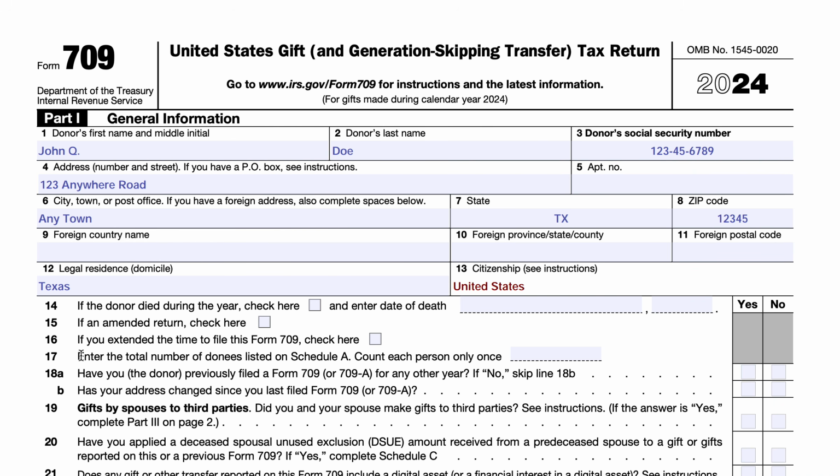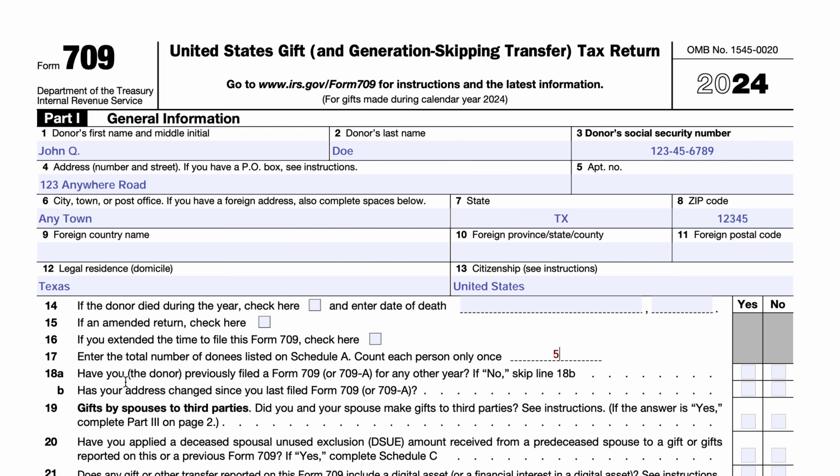On line 17, you would enter the number of donees that you listed on Schedule A. So we're not going to go through those previous examples from those videos. We're just going to start filling in hypothetical information and going over what each number represents. So let's say that we donated to 5 different entities or people. And again, donations could just be gifts. We bought new cars for 5 different people and reported it on this tax return.